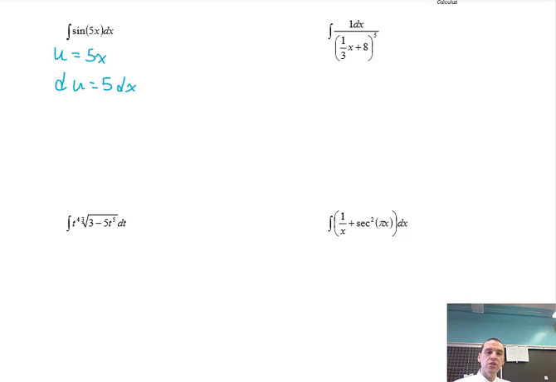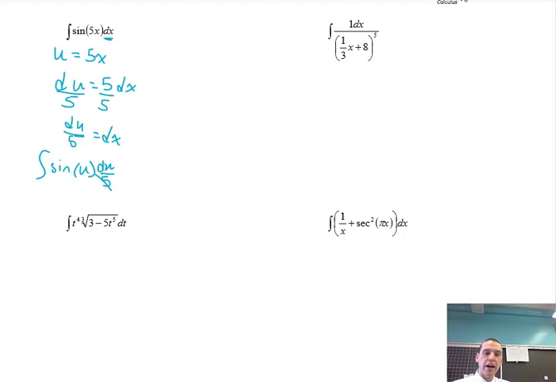So what do you have to do? Well, when you have a 5 that's not here, I'm going to divide by 5. Because I need to know that du over 5 equals dx. I have to still replace that dx. It's du over 5. So I can rewrite the integral as sine of u, where u was 5x, du over 5.